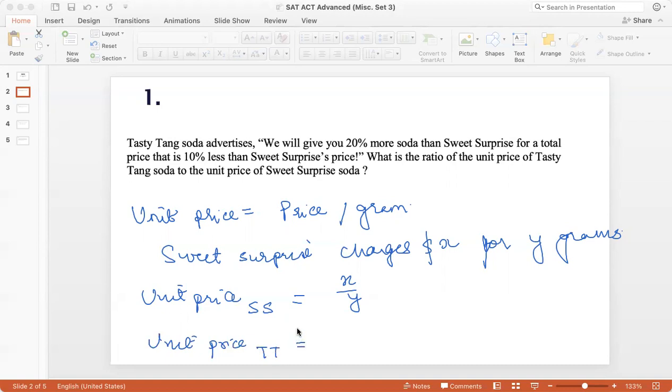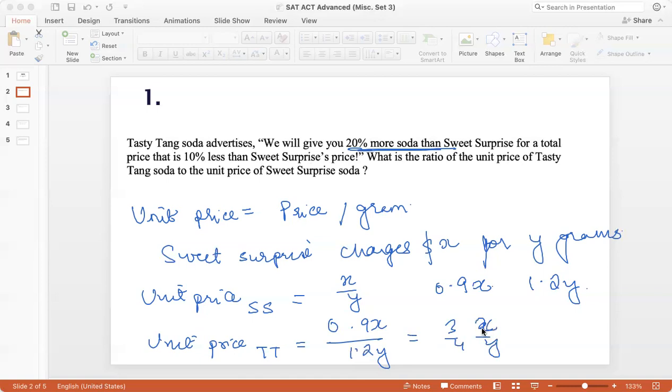Tasty Tank? It said that Tasty Tank gives you 20% more soda. So if Sweet Surprise gives you Y milliliters, then Tasty Tank gives you 1.2Y. And if it charges you 10% less, and if Sweet Surprise charges X, then Tasty Tank charges 0.9X, right? So what will be the unit price for Tasty Tank? 0.9X divided by 1.2Y, which is 3 by 4 times X by Y.